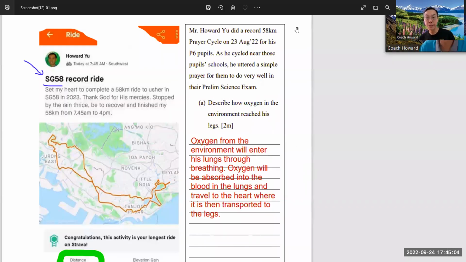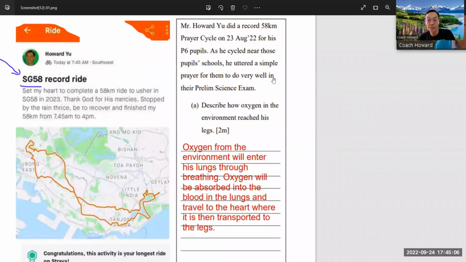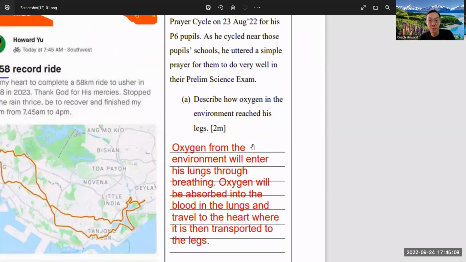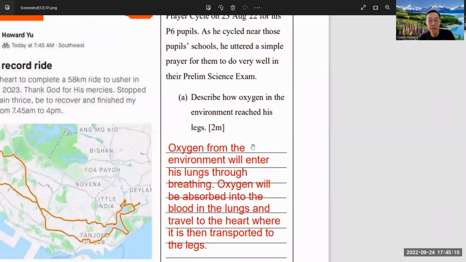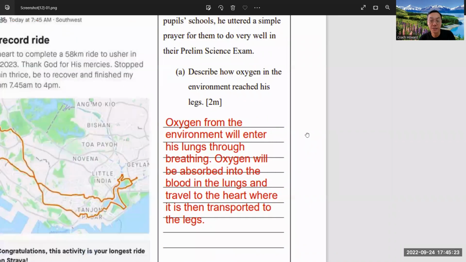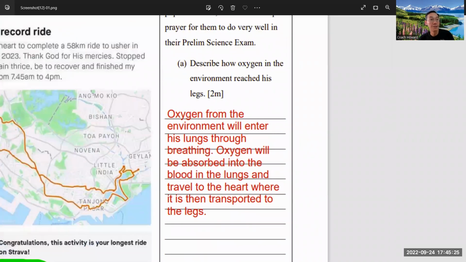Okay, so you should say it this way. Let me enlarge a bit. Oxygen from the environment will enter his lungs through breathing. Oxygen will be absorbed into the blood in the lungs and travel to the heart, where it is then transported to the legs. So this is the answer for this question, which I would screenshot and send to you shortly.